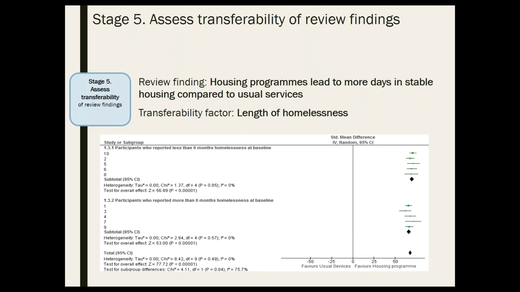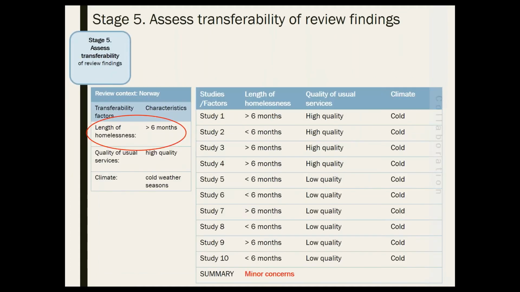So the first transferability factor was length of homelessness. This is not a real forest plot. This is made and adapted for the purpose of the presentation. But as you can see, there is a slight difference when you look at the studies that had less than 6 months of homelessness at baseline compared to the studies where participants were homeless for more than 6 months at baseline. In a Norwegian context, this would mean that we would have some minor concerns about the transferability of the review findings, given that there is a difference in studies that come from contexts where participants are homeless for longer or shorter periods of time.